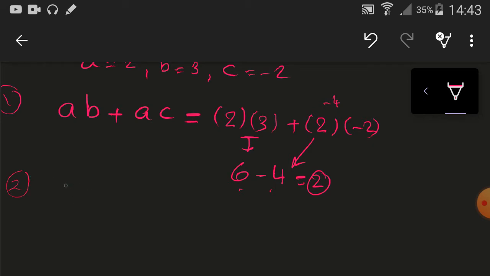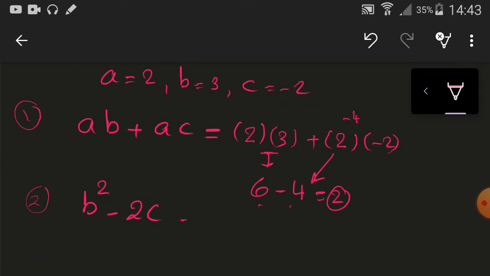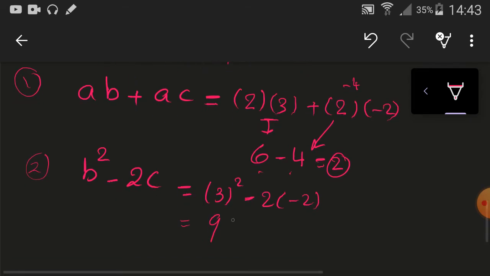Number 2, if it was b squared minus 2c. In this case, for b squared, put the value of b in a bracket. For example, it's 3 power 2 minus 2 multiplied by c, which is negative 2. Now 3 squared is 9. Negative 2 multiplied by negative 2 will be positive 4, so the answer will be 13, and so on. You can use this to substitute and get the value of an expression.